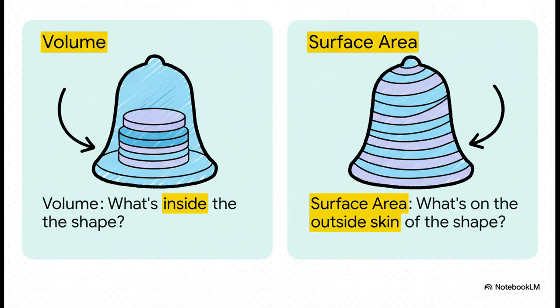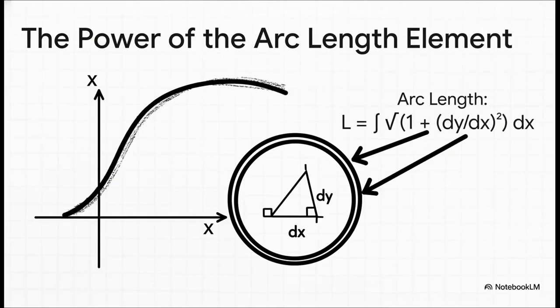So, we've seen just how powerful slicing is for figuring out what's inside a shape. But what's really amazing is that the same core idea can be tweaked a little bit to measure the outside of an object, its surface area. The secret sauce here is this clever bit of math right here, the square root term. It's basically the Pythagorean theorem, but applied on an infinitesimally small scale. It calculates the true diagonal length of each tiny little segment of a curve, accounting for how steep it is. So, by adding up all those tiny diagonal lengths, we can find a total length of a curve, and by spinning them, we find the total surface area.